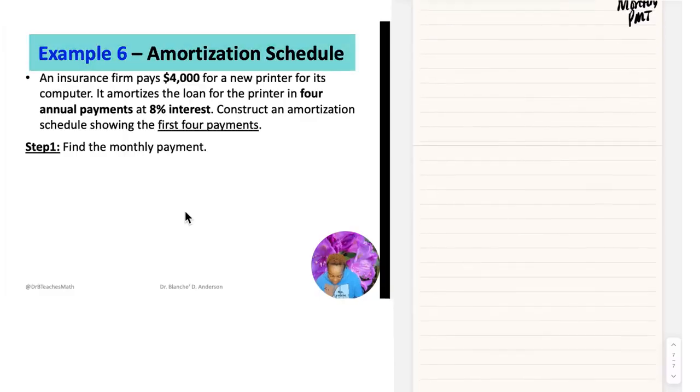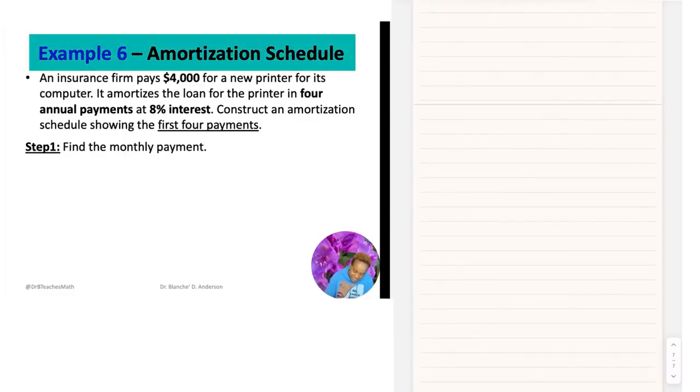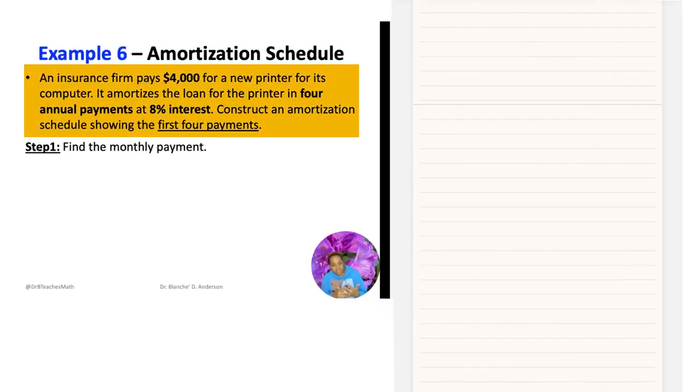All right, my favorite part. So the amortization schedule. An insurance firm pays $4,000 for a new printer for its computer. It amortizes the loan for the printer in 4 annual payments at 8% interest. Construct an amortization schedule showing the first 4 payments.